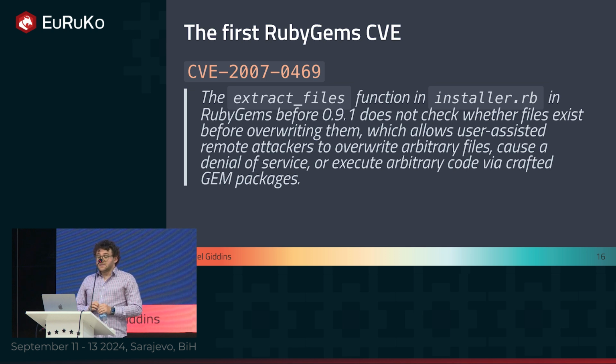CVE identifier CVE-2007-0469. Nice. The description of the CVE is that the extract files function in installer.rb in RubyGems before RubyGems version 0.9.1 does not check whether files exist before overwriting them, which allows user-assisted remote attackers to overwrite arbitrary files, cause a denial of service, or execute arbitrary code via crafted gem packages, aka really bad stuff. I'm curious, was anyone here using RubyGems before version 0.9.1?